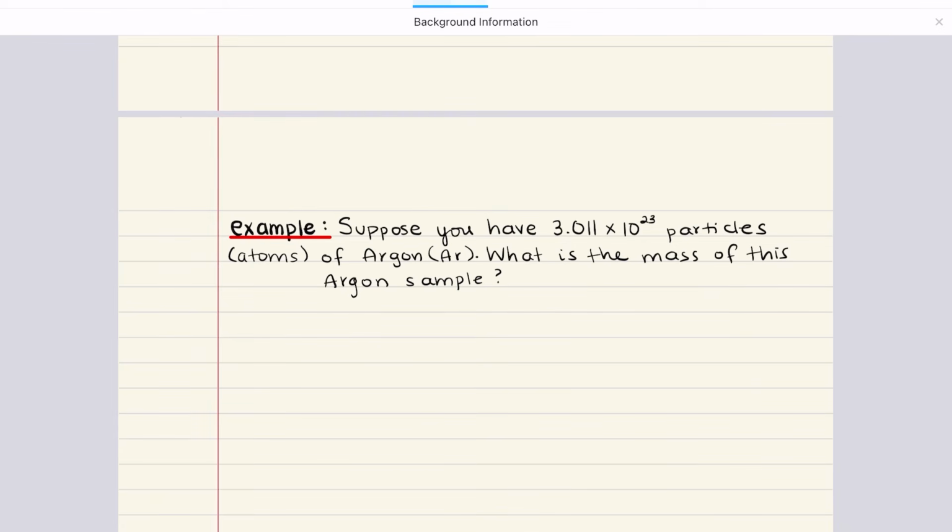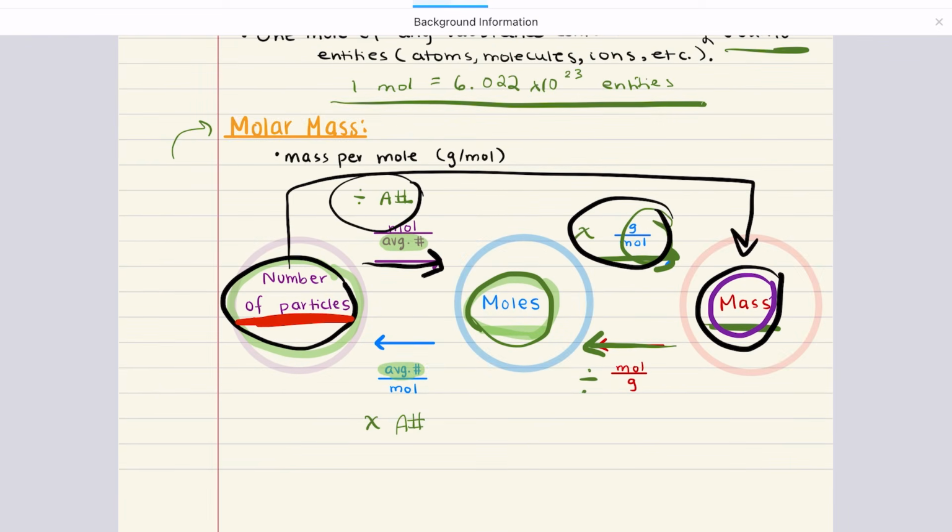This one says, suppose you have 3.011 times 10 to the 23 particles or atoms of argon. What is the mass of this sample? All right, so what we're given is the number of particles, and our goal is to get mass. Let's go back to our figure and figure out what are the 2 steps that we need. We're trying to go from number of particles to mass. This involves 2 steps. First, we divide by Avogadro's number, then we multiply by molar mass.